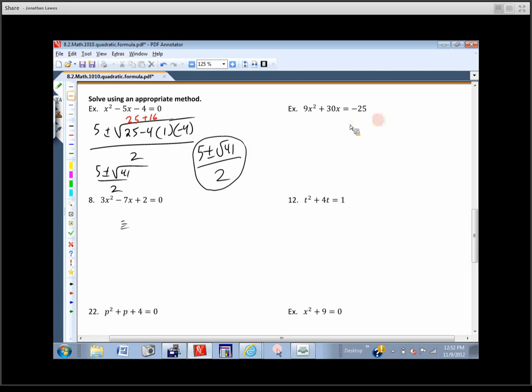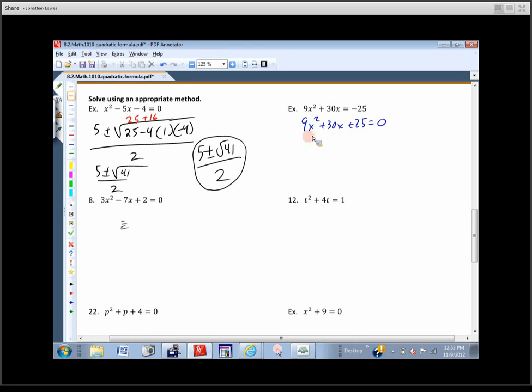Let's look at this one. Tyler, what's wrong with this? It's not in descending order, and it's not set equal to 0. So we're going to put 9x squared plus 30x, and then this is plus 25 equals 0. Take a good look. Even though the quadratic formula is pretty quick, if you know the formulas we went over in the last couple chapters, you're in much better shape.